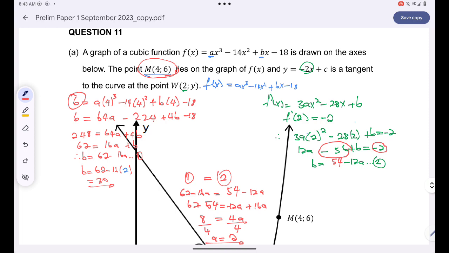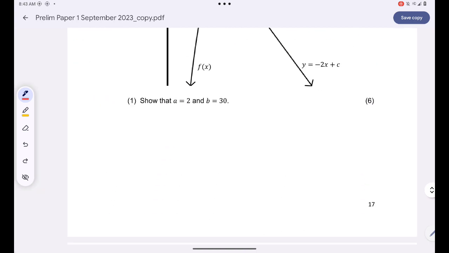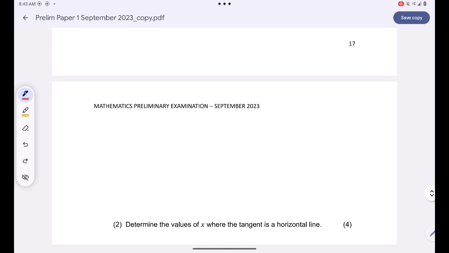And then we are told that the tangent to the curve has a gradient of negative 2 whenever x is equal to 2. Remember that, guys, the derivative of a curve is always equal to the gradient of a tangent at a specific point. Are you together? So that simply means the derivative of the curve when x is equal to 2 will be equal to negative 2. Then we'll have two unknowns, then solve for a and b. That's how, guys, we could have done it now.